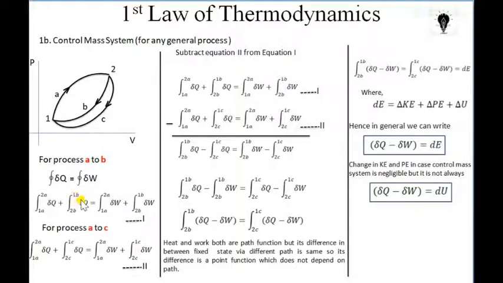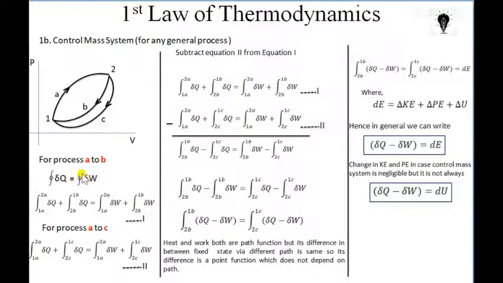the integral from 2B to 1B of del Q, meaning all the heat energy added to the system or rejected by the system to the surroundings while performing process 2 to 1 via path B, equals the integral from 1A to 2A of del W, meaning all the work interaction by the system to the surroundings or the surroundings to the system during process 1 to 2 via path A, plus the integral from 2B to 1B of del W, all the work interaction during process 2 to 1 via path B. So all the work done by the system on the surroundings or the surroundings on the system is taken care of by this term.